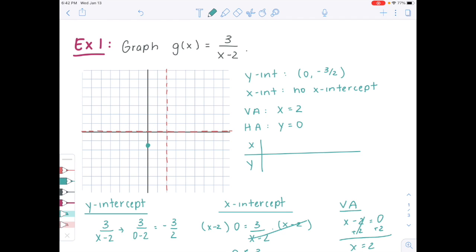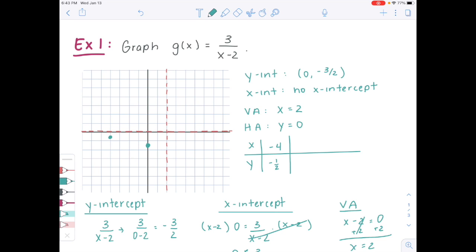I'm going to start with negative 4, and I'm literally just going to plug it into the function. So I'm going to say 3 over negative 4 minus 2. Negative 4 minus 2 is negative 6, and 3 over negative 6 is the same thing as negative 1/2. So when I go back 4, 1, 2, 3, 4, down 1/2, the graph looks like this.